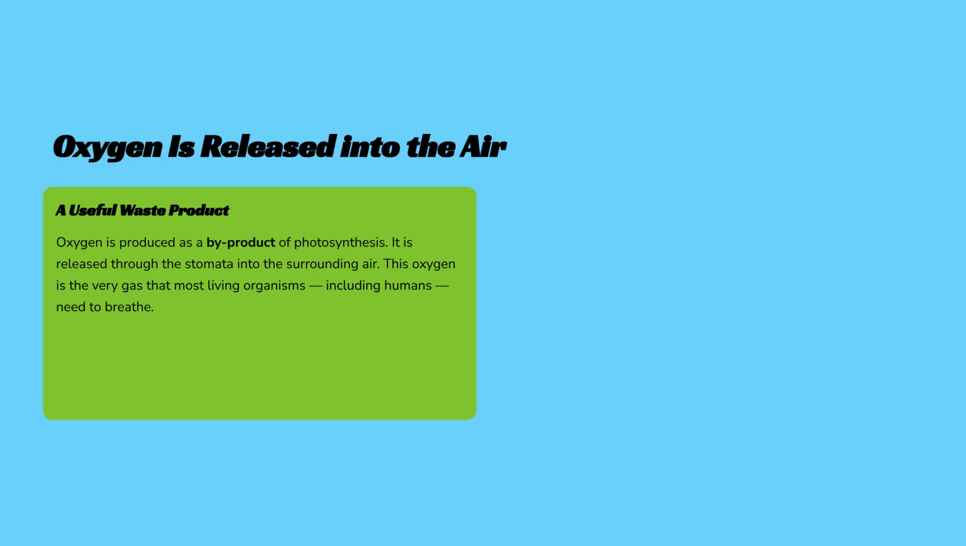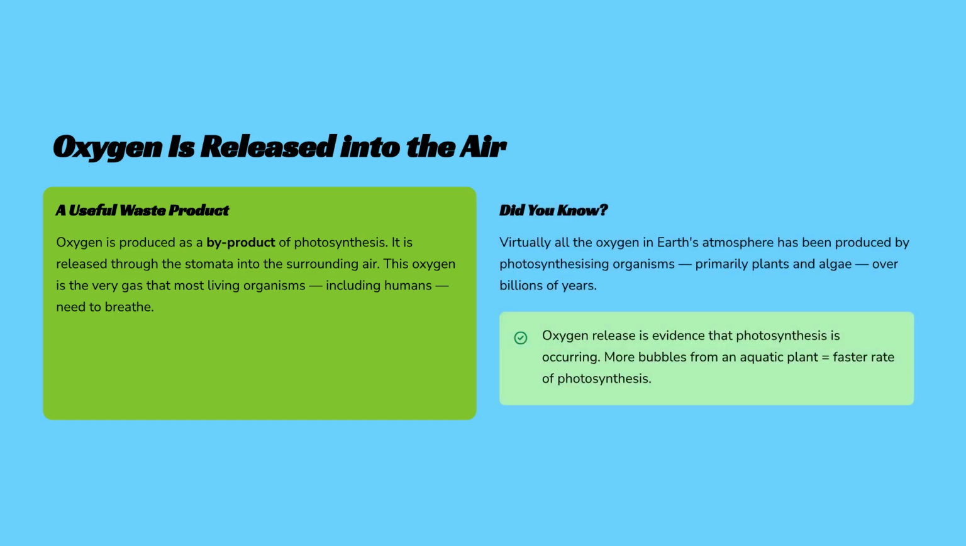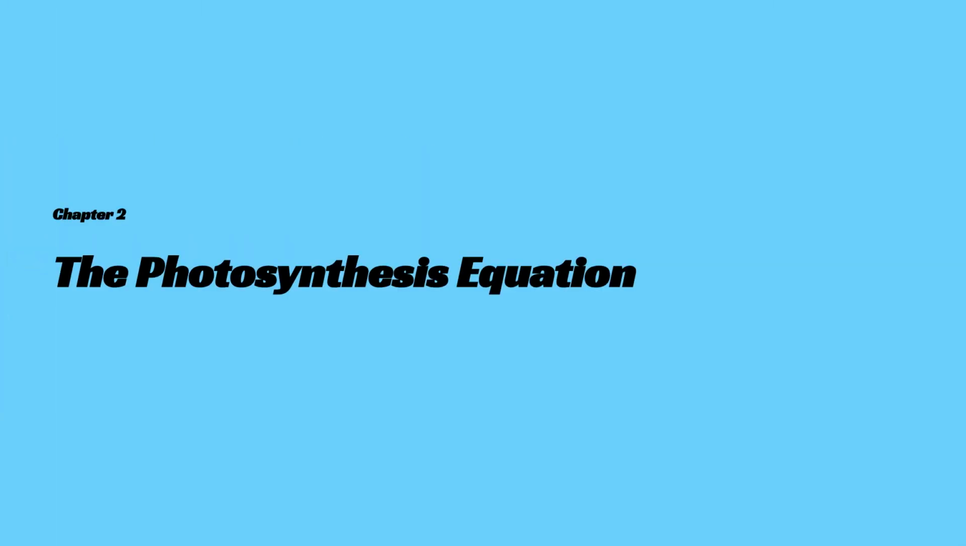This oxygen is vital for the respiration of most living organisms. Oxygen release provides evidence that photosynthesis is occurring. Now let's look at Chapter 2, the photosynthesis equation. This is one of the most important things to memorize for your GCSE exam.